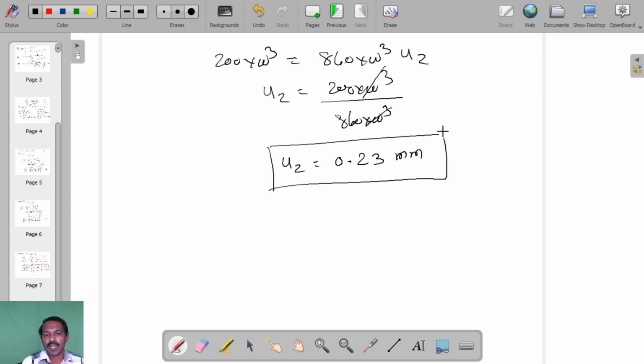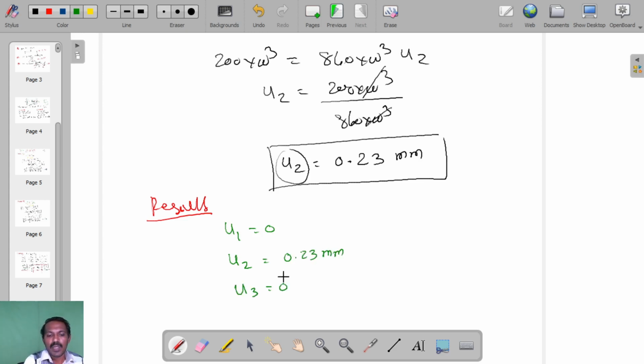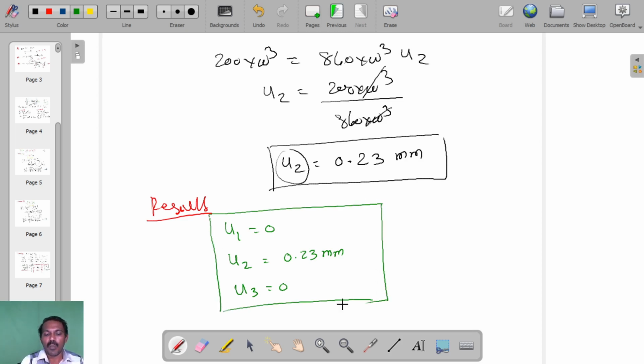So finally we found the displacement at point B. The value of u2 is 0.23. So the final result is u1 is 0, u2 is 0.23, and u3 is 0. These are the displacements at each nodal point, which is the answer.